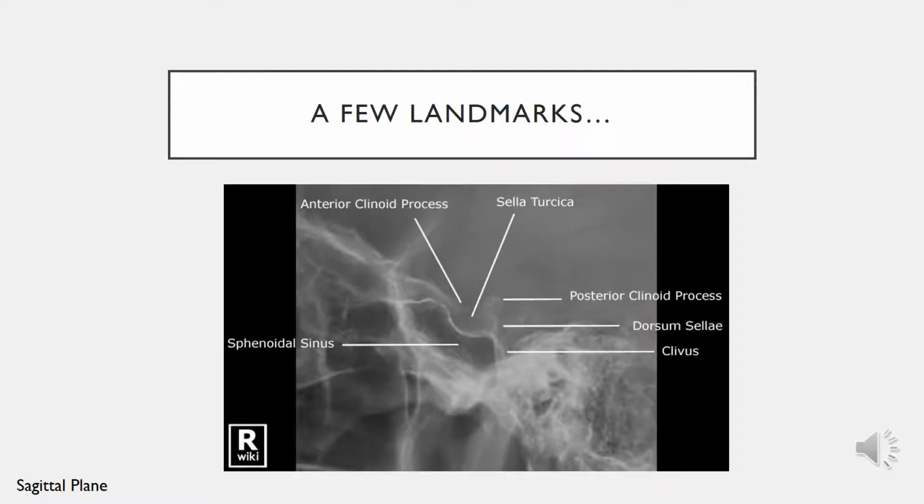Right, some important landmarks before diving into head work. These landmarks are going to help you identify various structures of the head and of the face. So we have our posterior and anterior clinoids, our sella turcica, and the dorsum sellae, all of which are part of the sphenoid bone. And the pituitary gland actually sits right within that sella turcica.